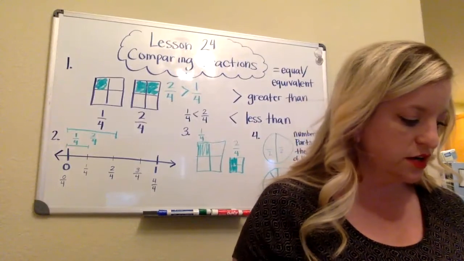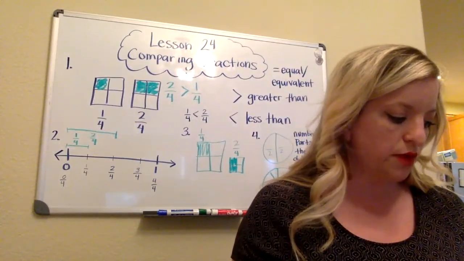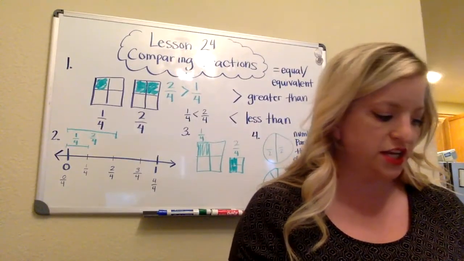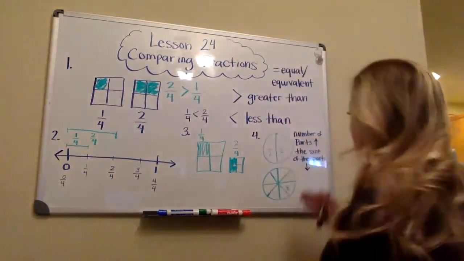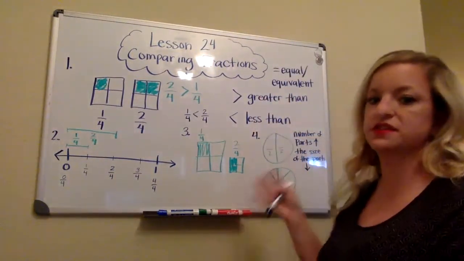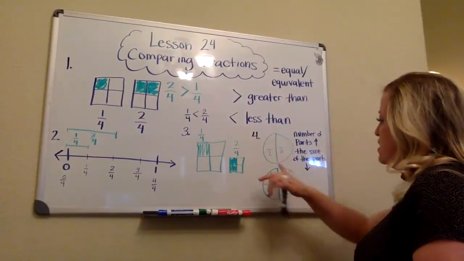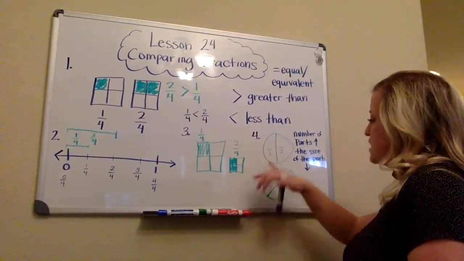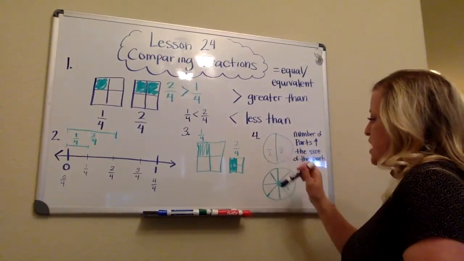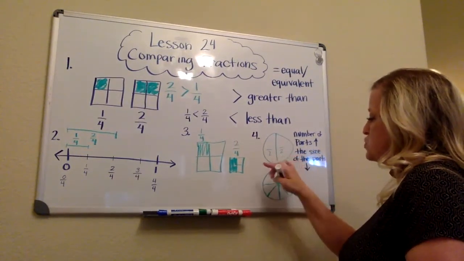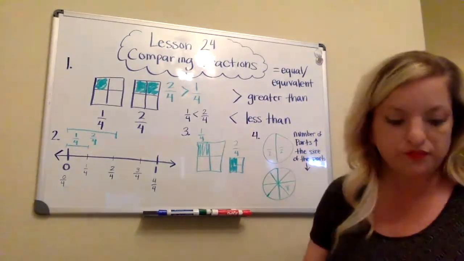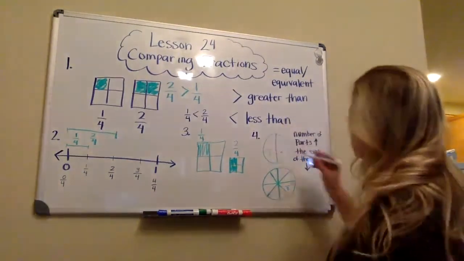This one, it talks about more parts, smaller parts, shading them and comparing them. So I just wanted to talk to you guys about this. I know I had mentioned it in class, but I do think it's important to remind you again that if I have, say, a pizza and it's just Mr. Flame and I broke it into 2 pieces. So my numerator is 2. Can you see that? 2.